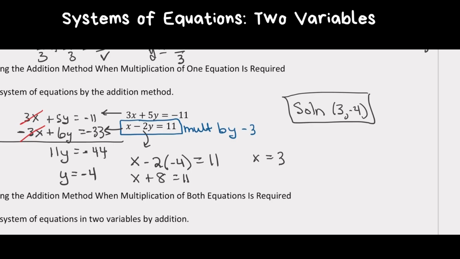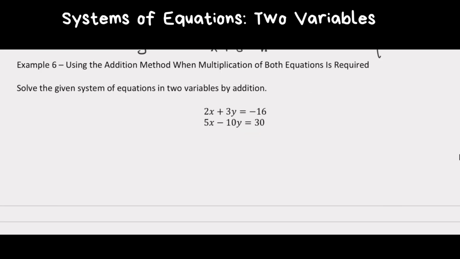Certainly, I could plug it in to check. I wouldn't use the bottom one because I just used that to find the 3, but I would use the top one, okay? So if I use the top one, 3 times 3 is 9. 5 times a negative 4 will give me a minus 20. Does that equal negative 11? It sure does. I'm content with my solution.